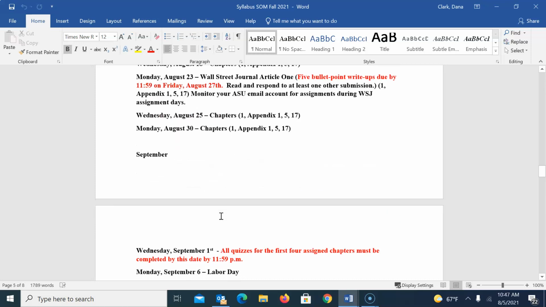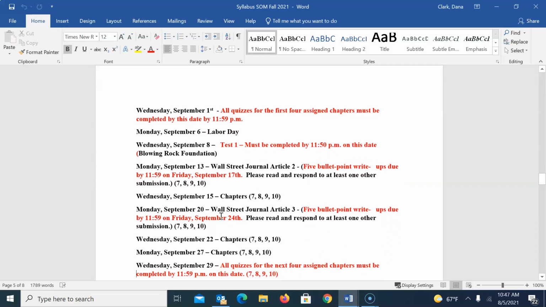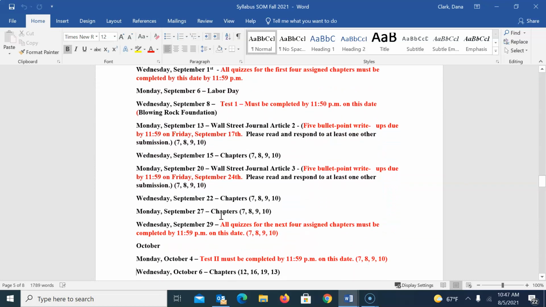Then you'll notice that we assign 4 chapters. In this case, Chapter 1, Appendix 1, Chapter 5, and Chapter 17. We're trying to give you an overview for the class, all right? And then after a number of class sessions, on Wednesday, September the 1st, all quizzes for the first 4 assigned chapters must be completed by 11:59 p.m. Please do not try to take 4 quizzes in one day. What we're saying is you have a deadline to have them all done by this day.